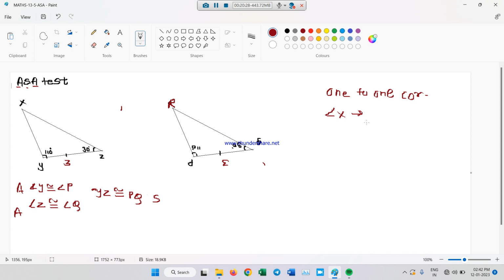And now we will write the name of triangles. Triangle XYZ is congruent to triangle RPQ by ASA test. So this is your ASA test. Two angles will be equal and one side which is trapped between those two angles will be equal. This is the ASA test. Let's go to the next test.